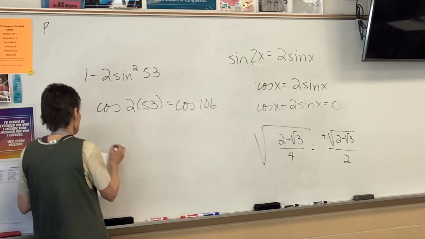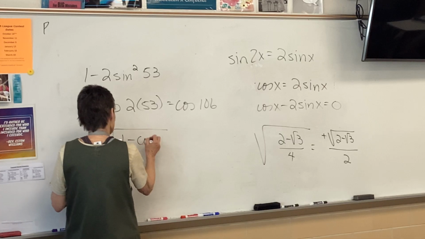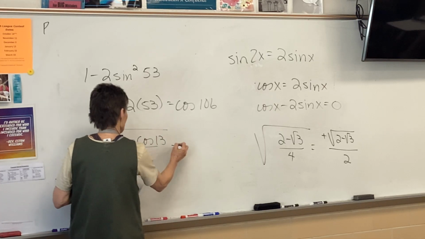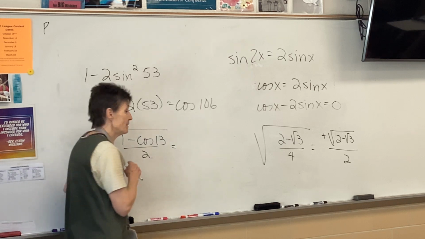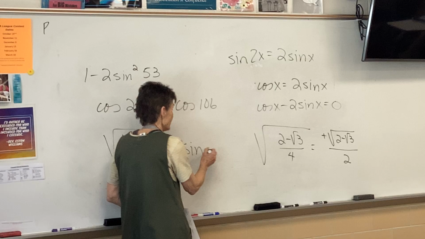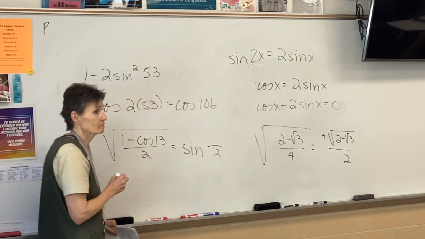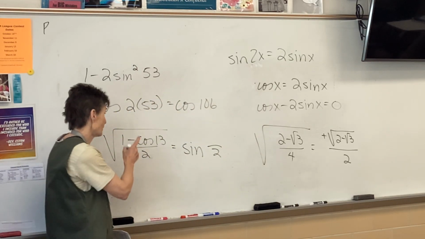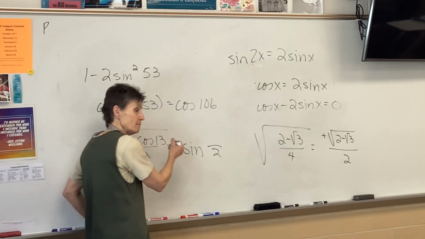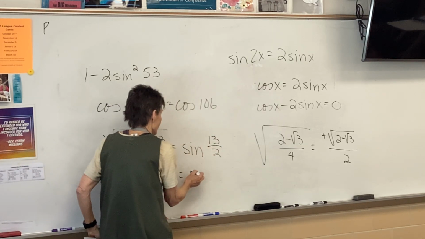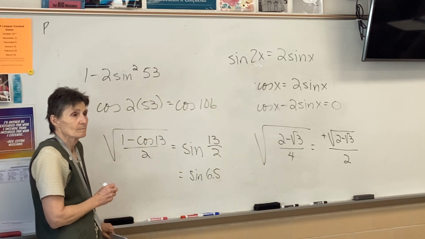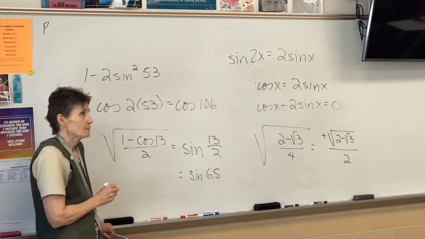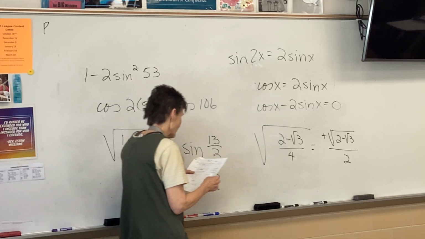All right, what's this one? 1 minus cosine 13 over 2. We just used that one, right? This is the formula for the sine of the half angle. And the angle is 13. So this is a formula for the sine of 6.5. See how easy this is, guys? It's pretty easy. All right, except for C now.